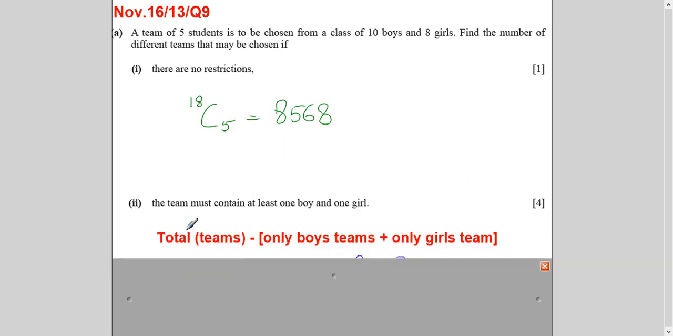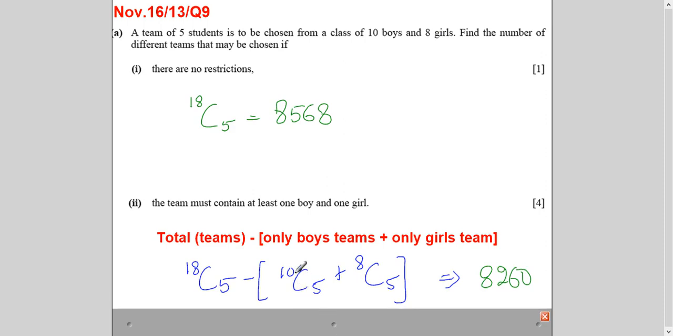So what you will do: total teams minus the teams of boys only and teams of girls only. The total teams we know is 18C5. What about the only boys team? Only boys team, you are not considering girls, so you are picking up 5 students from here. It means 10C5. Similarly for girls, it will be 8C5. You are picking up girls only from here. So you will do 10C5 plus 8C5, which will give you teams of boys only and girls only, and minus it from total teams. So you will get teams which have at least one boy and one girl.